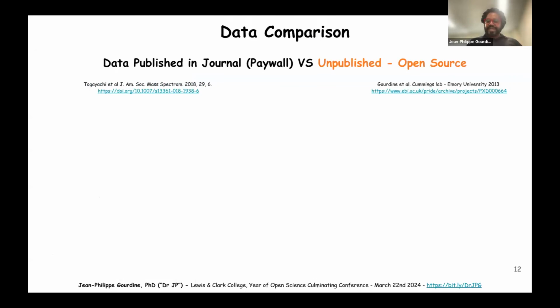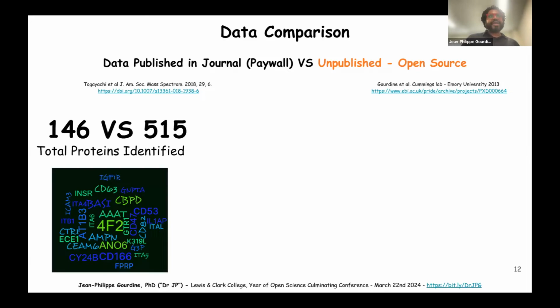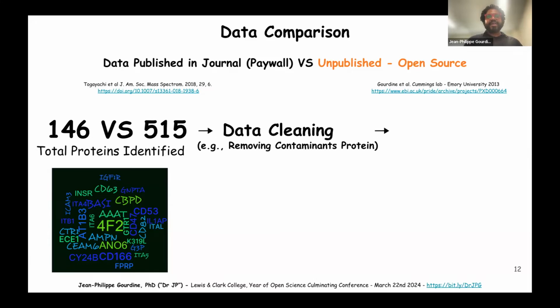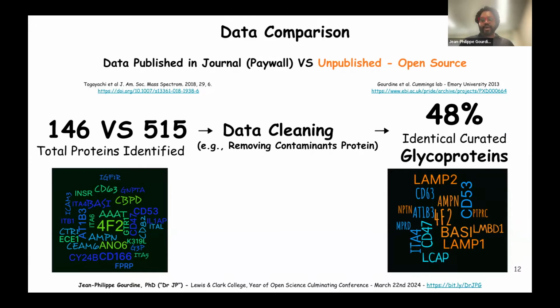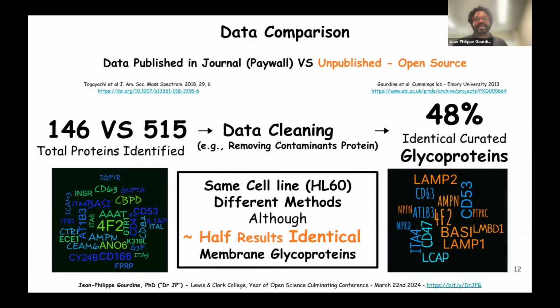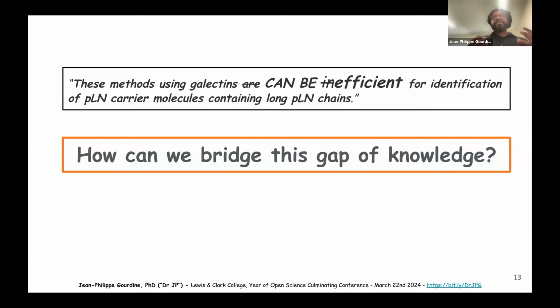So if I compare our data, theirs that were published in a journal that is siloed in a paywall, and mine that was unpublished and open and published in an open source database, we have 146 against 515 proteins identified. But after data cleaning and removing contaminants, 48% of those proteins were exactly the same. So using the same cell line, with a different method, we have almost half of identical membrane proteins. So my method was efficient, but we have a lack of communication.